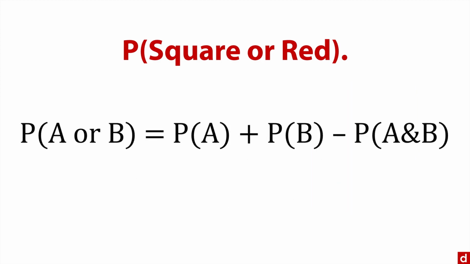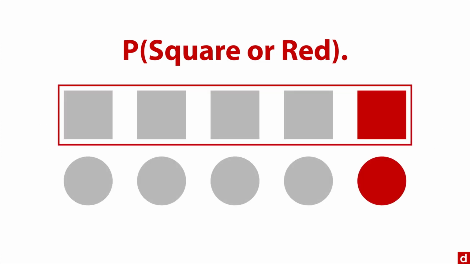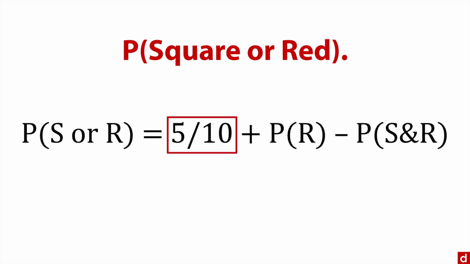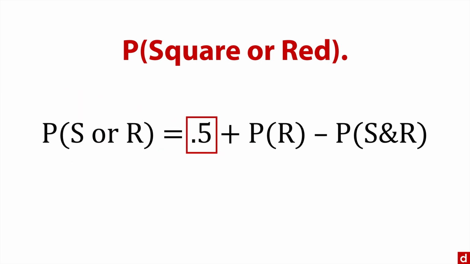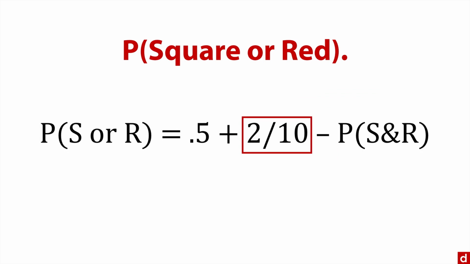So let's go back to our formula and change the A and the B to S and R for square and red. Now we can start this way. Let's get the probability that something is a square. Well, we go back to our probability space. You see we have 5 squares out of 10 shapes total. So we do 5 over 10, that reduces to 0.5. Okay, next up, the probability of something red in our sample space. Well, we have 10 shapes total. 2 of them on the far right are red. So that's 2 over 10.